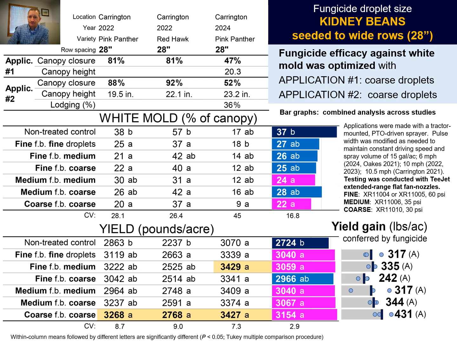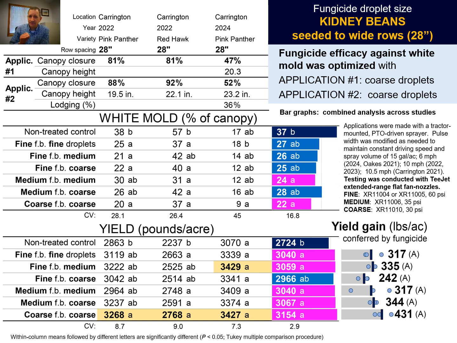Okay, so what did we learn? I'd like to start with the kidney beans seeded to wide rows, 28 inches in this case, but these results are directly applicable to 30-inch rows. We conducted 3 studies with kidney beans seeded to wide rows. And what I've done is I've highlighted in a yellow light brown color the highest yield across treatments in each of those studies. I've also presented bar graphs and a scatter plot showing the combined analysis across studies.